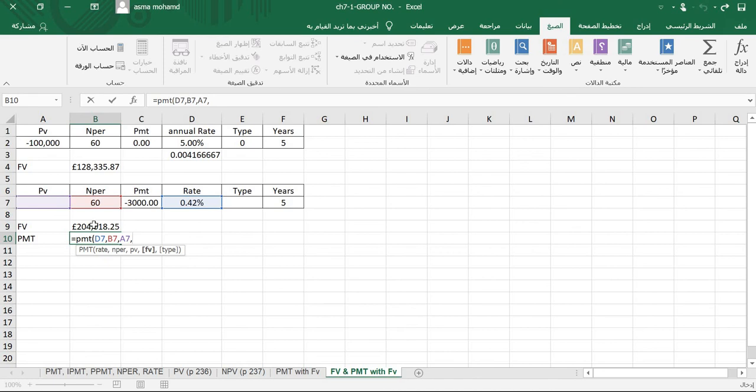The future value is what we want to have at the end of the period, and make sure it's positive because you want to have it. It's an inflow for you. Now we will close it and see. So if you have a goal to have this amount of cash after 5 years, you need to invest 3,000 riyal monthly.